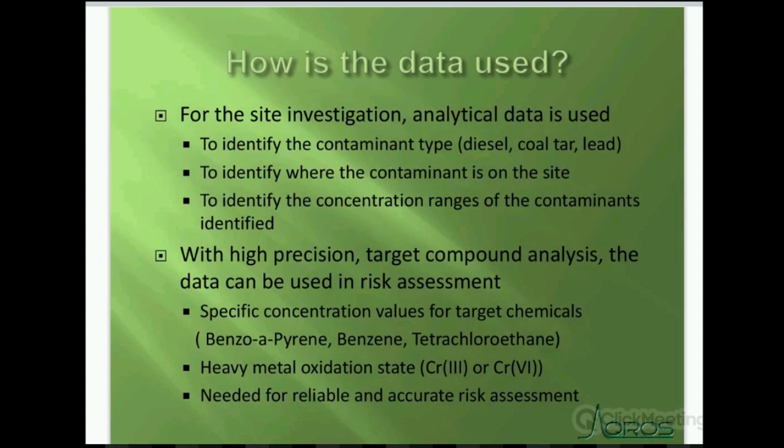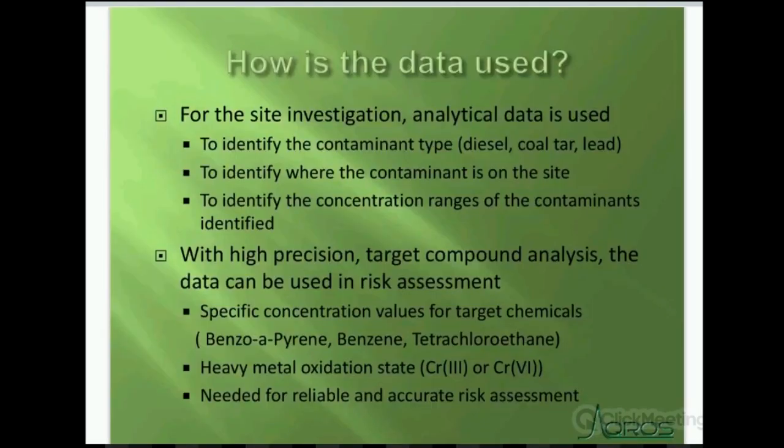So how's data used? Well, for SIs, it's used to identify the contaminant type. Is it diesel, is it coal tar, is it lead, chrome, organic pollutants, and I seem to have lost it. Ah, there we go, we're back again. To find out where the contaminants are on the site and to identify the concentration ranges of those contaminants.